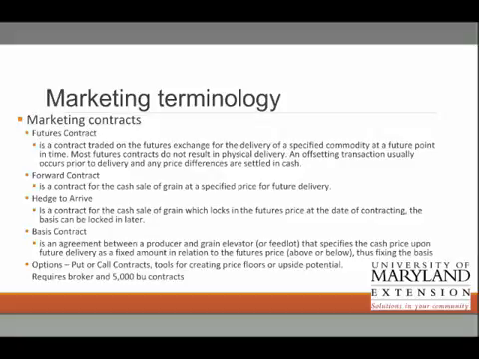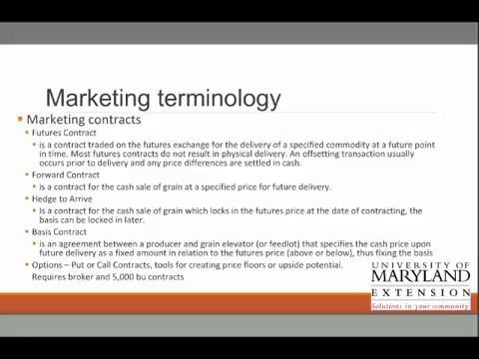You can't sell that contract. There is some negotiating you can do. We've had some issues with drought years. You can work with your elevator, but you are required to deliver when you're in a forward contract. And that's the price of delivery, so there's no basis included. The price is the price.